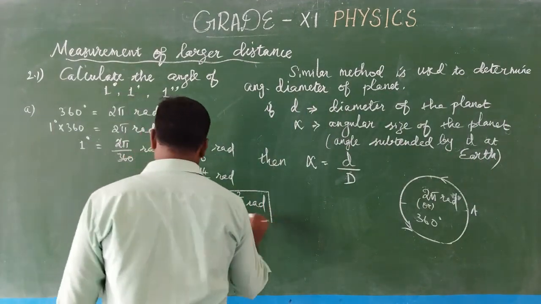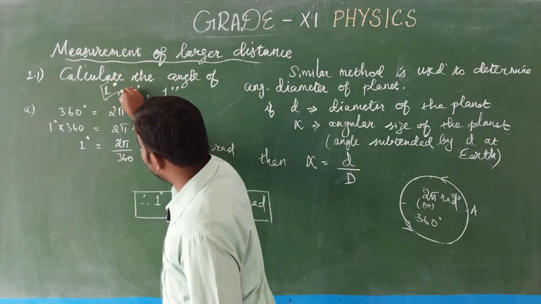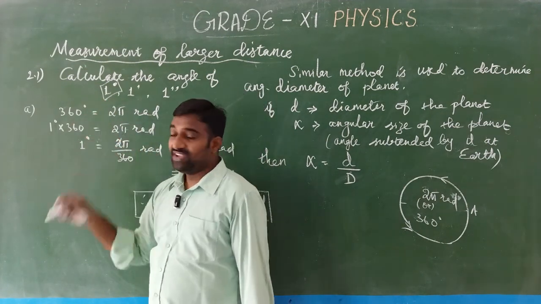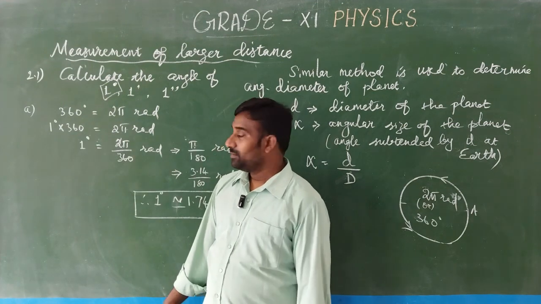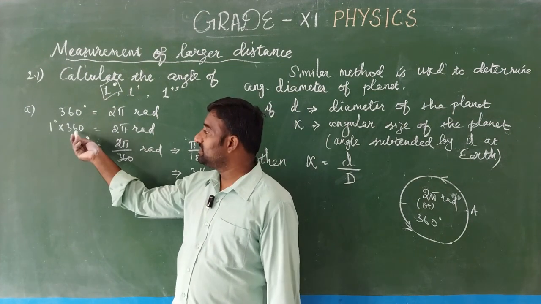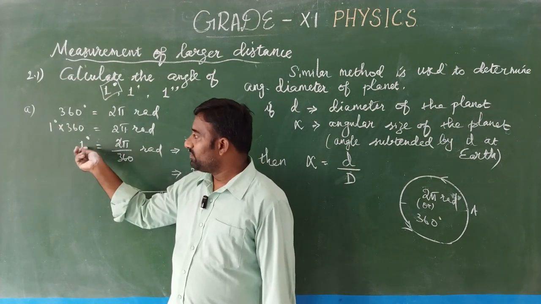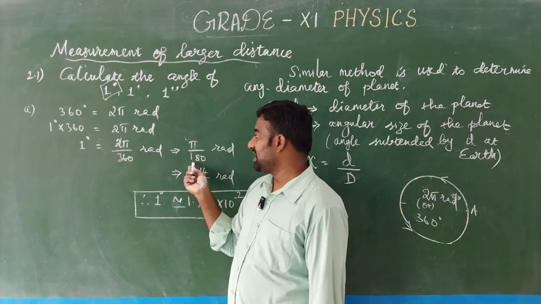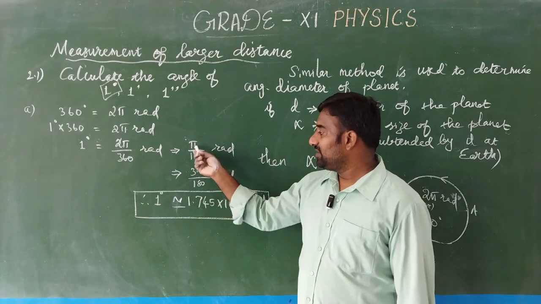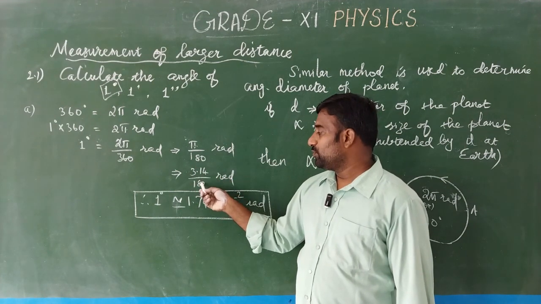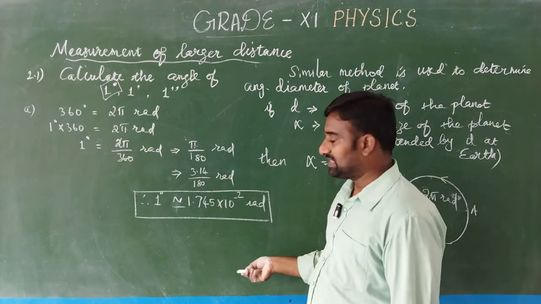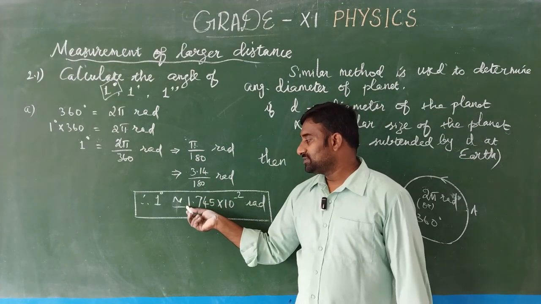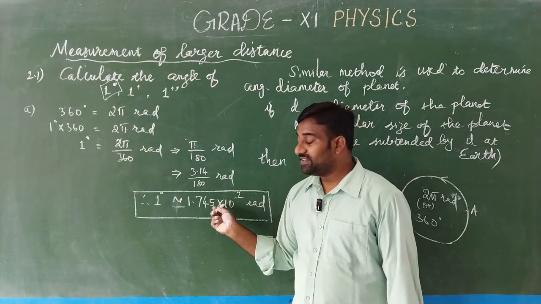I repeat once again, how to find the value of 1 degree. For one full circle, 360 degree is equal to 2 pi radian. 360 degree we can write as 1 degree into 360. So we want to know the value of 1 degree only, so the multiplication you bring to the right-hand side becomes a denominator. 2 and 360 we can cancel and we get pi by 180. The value of pi is 3.14. Then 3.14 divided by 180, by the division method, we get 0.01745. But 0.01745 we can write as 1.745 into 10 power minus 2. This is the value of 1 degree.